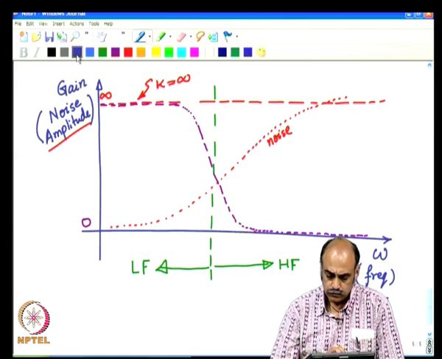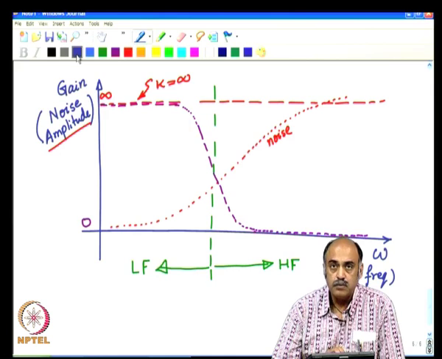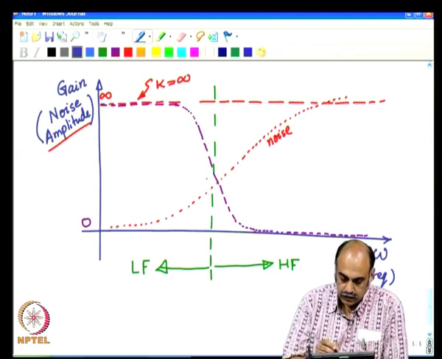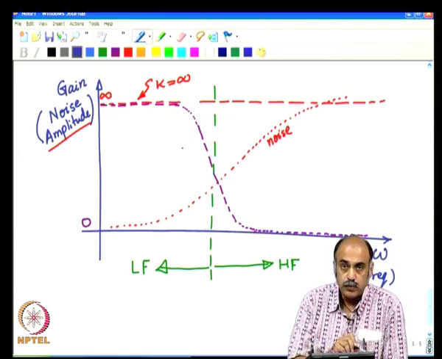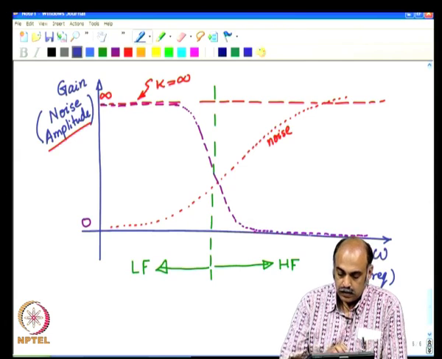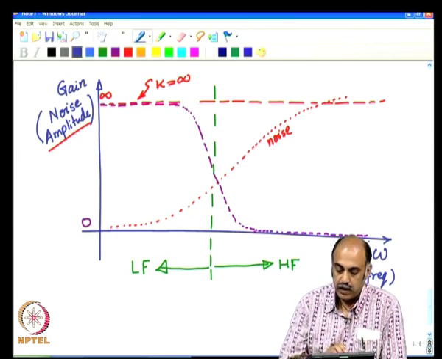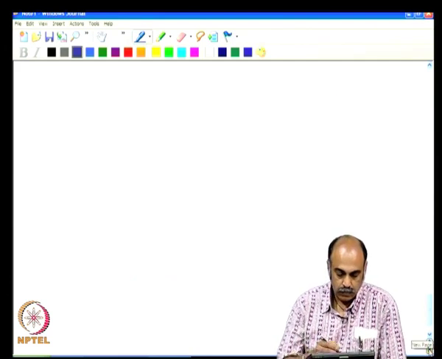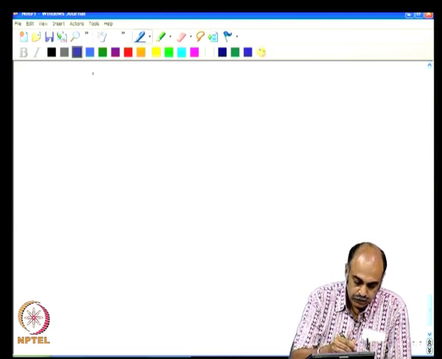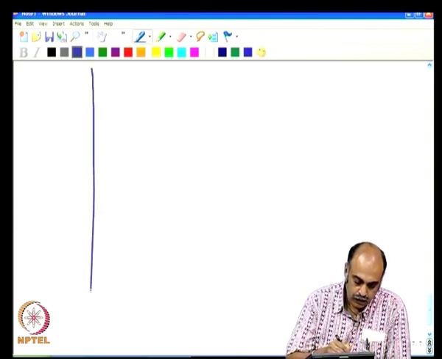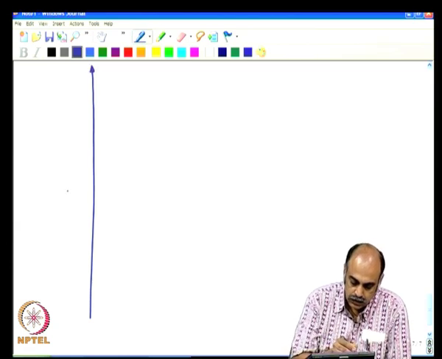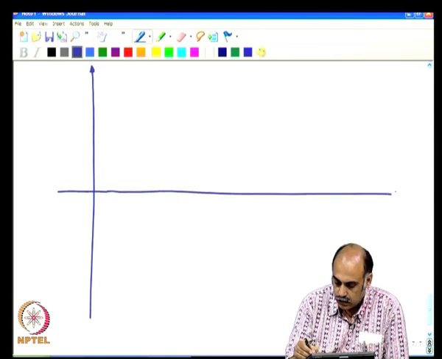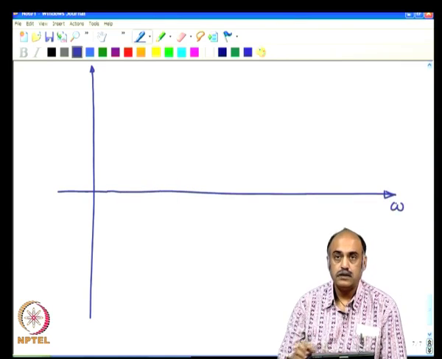So, the next step is to make an implementable gain, a gain that has a large value at DC and a very low value as omega becomes higher and higher. So, let us slightly change the notations. So, let us draw this kind of a curve.